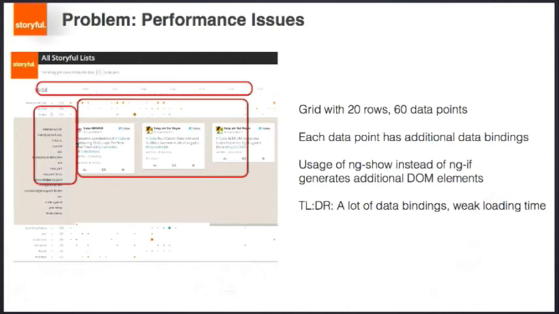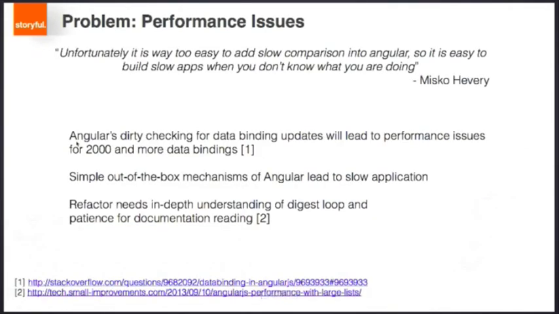The problem with this one is that you have a grid with 20 rows and 60 data points. Each data point has additional data bindings, so you have a lot of data bindings, and this was really slow to load. One of the founders of Angular said that, unfortunately, it's way too easy to add slow comparisons into Angular, so it's easy to build slow apps when you don't know what you're doing. Angular's dirty checking of the data bindings will lead to performance issues.